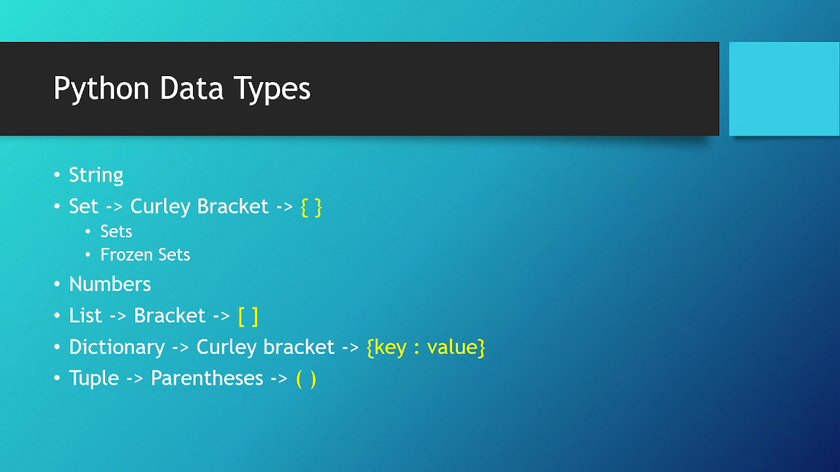Set is defined by using curly bracket and it has two types, sets and frozen sets. List is defined by using bracket or array bracket. We can call how we want. Dictionary is also defined by using curly bracket with key value pair, and tuple is defined by using parenthesis. Let's see some examples for each one.